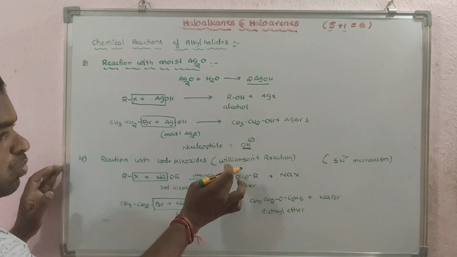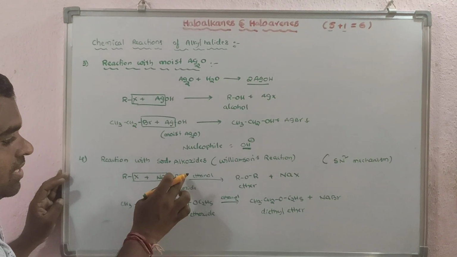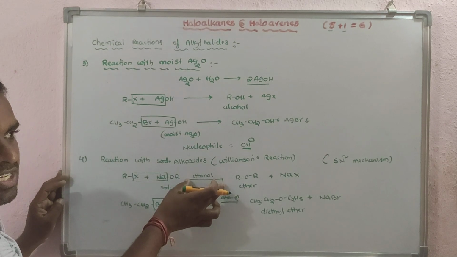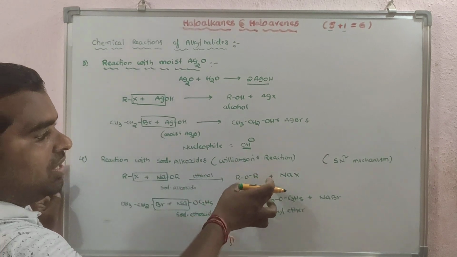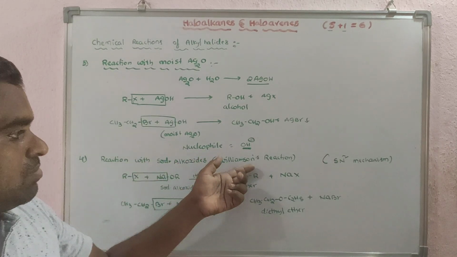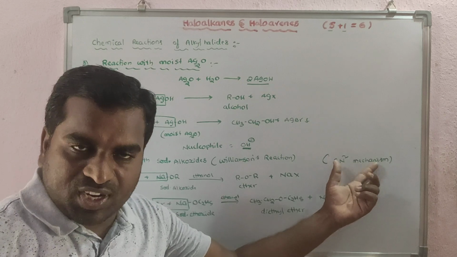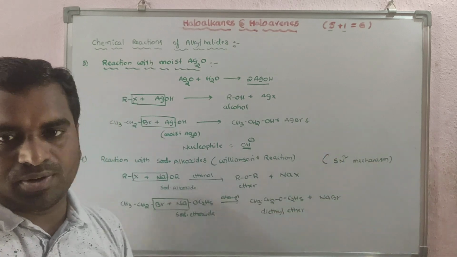And in this case, what is Williamson's reaction? Alkyl halide reacted with sodium alkoxide in presence of ethanol solvent gives ether, and that reaction we call Williamson's reaction. It follows the SN2 mechanism. What SN2 is, we will discuss later.